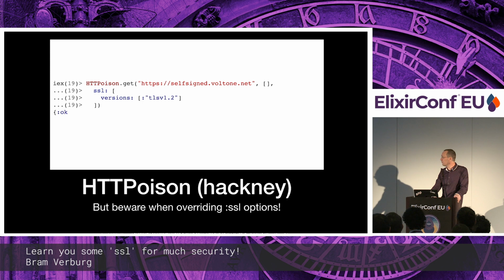Because if you pass in your own SSL options, for example, to harden the client and say, I only want to use TLS version 1.2, then Hackney basically says, you want to do your own SSL options? Go ahead. Good luck. And so here I am connecting to a server that has a self-signed certificate. I'm passing in this additional option, and my connection succeeds, which of course it shouldn't.